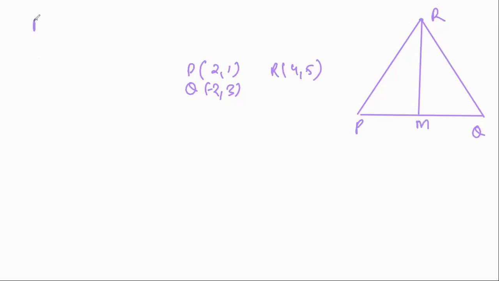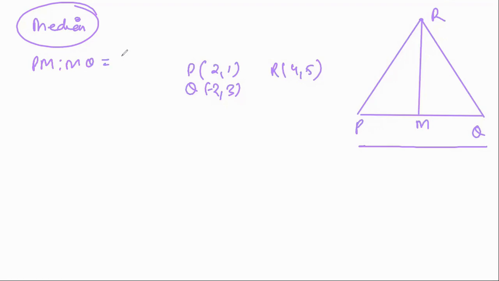What is the property of a median, everyone? Median is a line which divides the base on which it falls. So RM is falling on PQ and it divides PQ into two equal halves. PM equals MQ, dividing the line PQ into two equal halves. So it means the ratio of PM over MQ is 1:1. This is the property of the median. So RM is dividing PQ into two equal halves.